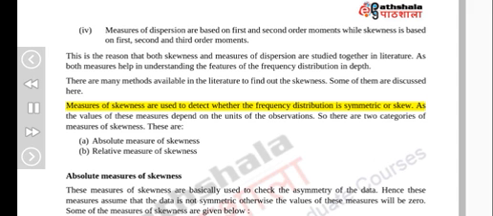Measures of skewness are used to detect whether the frequency distribution is symmetric or skewed, as the values of these measures depend on the units of the observations. So there are two categories of measures of skewness. These are A. Absolute measure of skewness, and B. Relative measure of skewness.